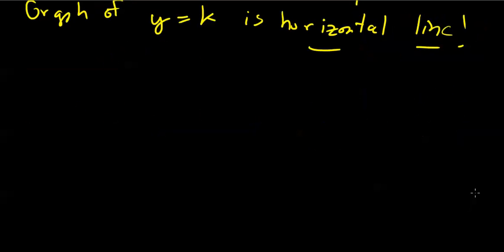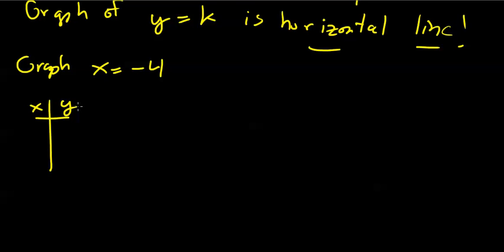All right. How about graphing something that looks like this. x equals -4. I think you might know where we're headed here. If I make a table of values here, notice y doesn't even appear in this equation. x is always going to be -4, no matter what y is. y can be anything. x will always be a constant -4. What's going to happen in that situation?